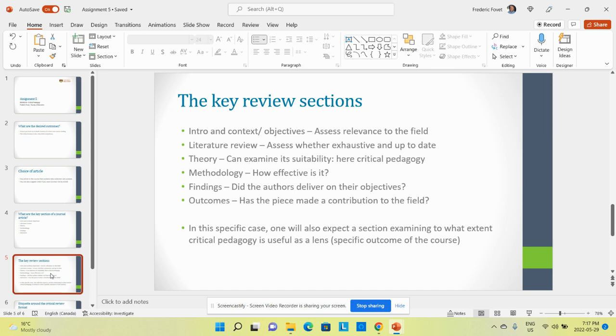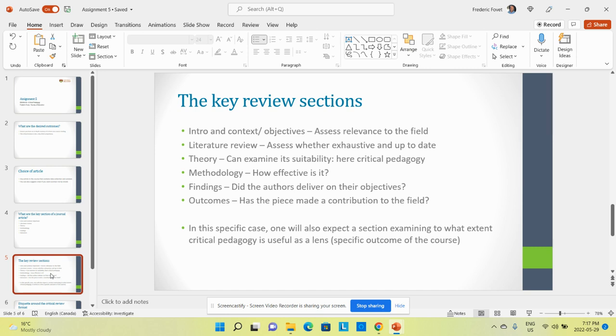and then have a short section where you examine the suitability of using critical pedagogy as a lens in this study. Then the methodology, how effective is it? Now, I know it's hard for graduate students, but I'm sure you're going to be able to do fairly common sense analysis of whether you might have done this a different way, whether there was a different possibility to collect data and to analyze it, and whether there's anything that troubles you in the findings, the analysis itself.